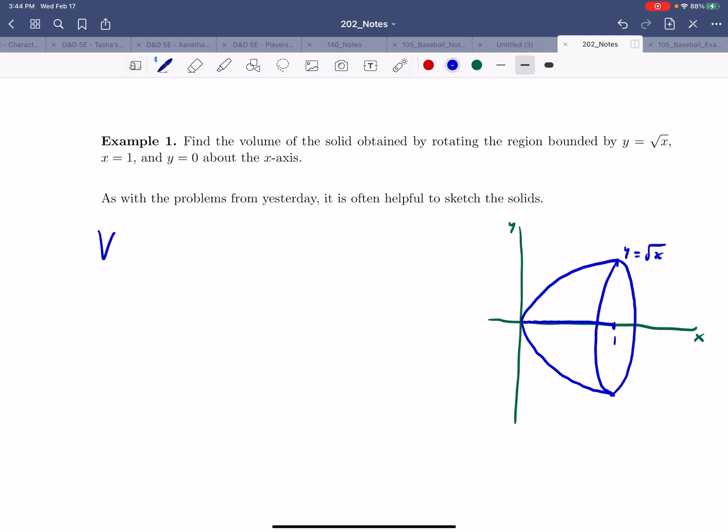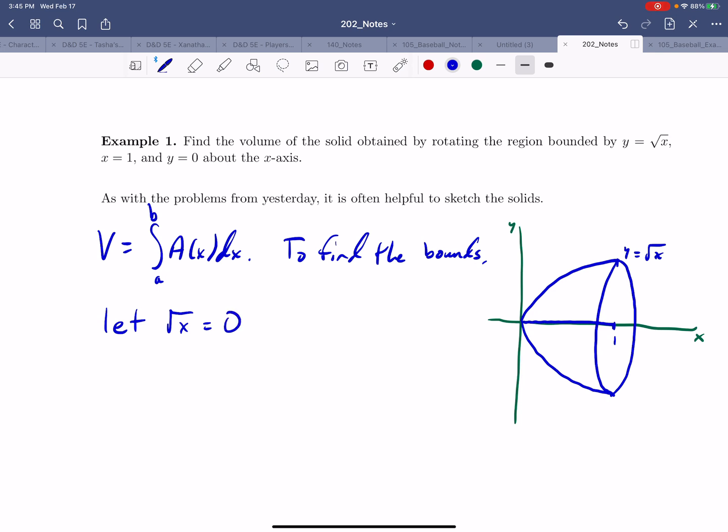So what you would do is say, okay, the volume is the integral from a to b of the area dx. I'm just going to write this down again. Now, we don't need to write that every time we do these problems, but just to remind you, that's what we're doing. We're finding the area. Maybe first we should find the bounds. Well, I think we can see that the bounds are going to be 0 to 1. But just to be clear, to find the bounds, let square root of x equal 0, y equals square root of x equals 0, so x equals 0.